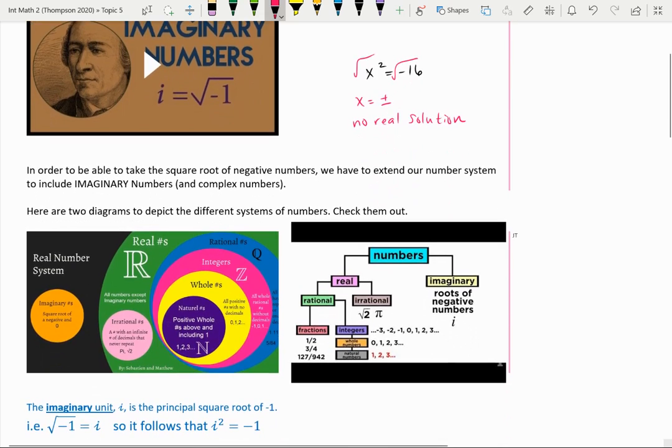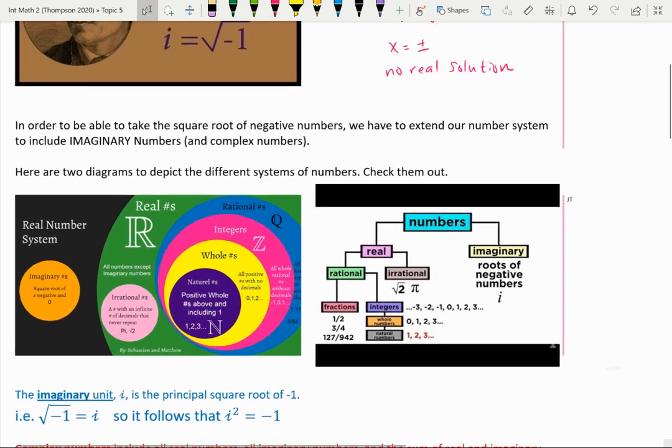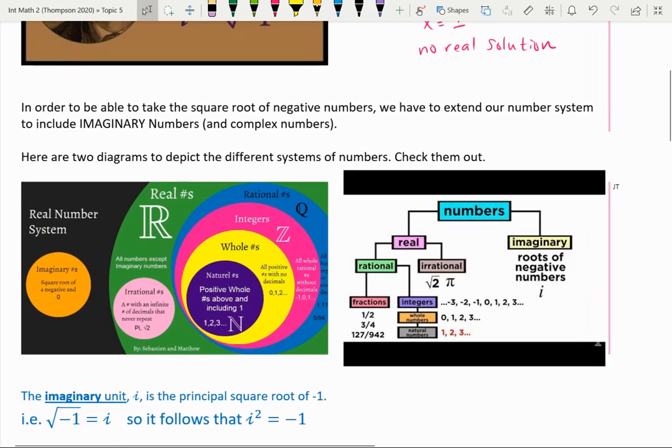Okay, so it says in order to be able to take the square root of negative numbers, we have to extend our number system to include imaginary numbers and hence something called complex numbers. So there are two different diagrams here for you to look at. The one on the left is more spatial and the one on the right is more linear. I'm just going to talk by them. So pick one to look at, and then I'm going to describe a little bit and go through our different sets of numbers that we have.